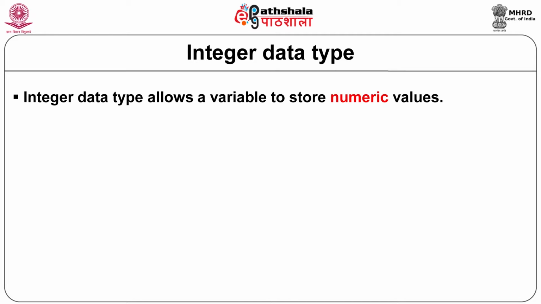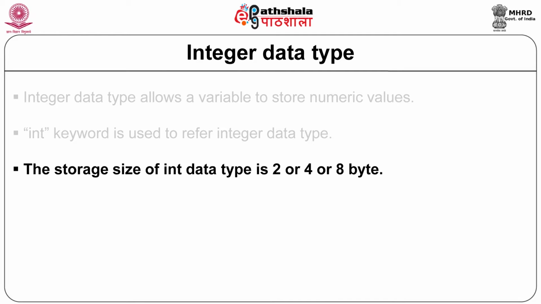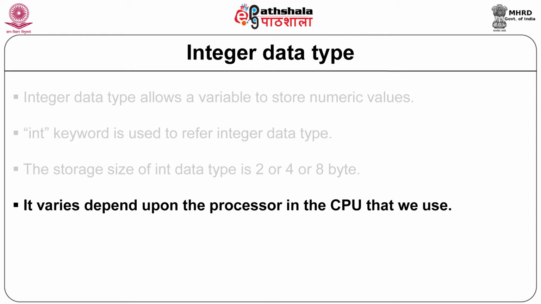The integer data type allows a variable to store numeric values. For the integer data type, the int keyword is used. The storage size of the integer data type is 2 or 4 or 8 bytes. This storage size depends upon the type of processor. For a 16-bit processor, 2 byte memory size is used for integer data. Integer data type variation depends upon the processor in the CPU.